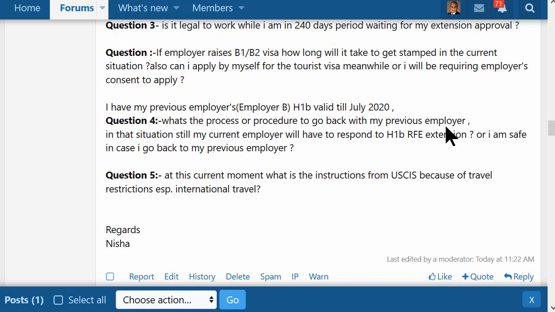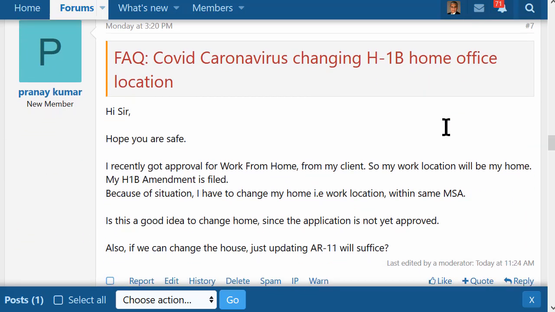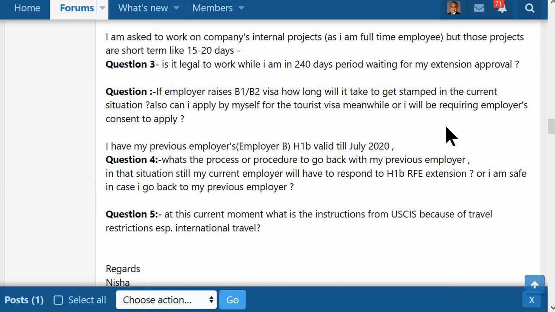I can't answer this question, what is the process or procedure to go back to my previous employer? Because it depends. Guys, I've only done 2 questions and the hour is already gone. So I've got about 20 minutes more. I'm going to try to answer all my questions today. Otherwise, we'll have to do it sometime over the week, next week. Let me just run through the questions real quickly.